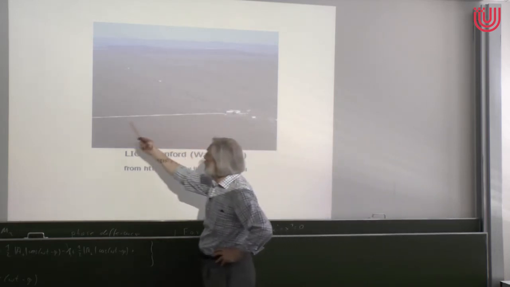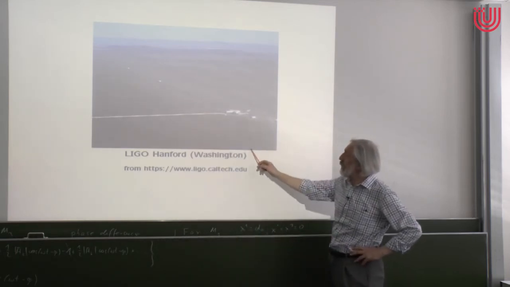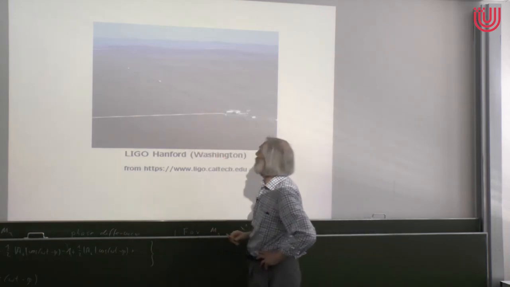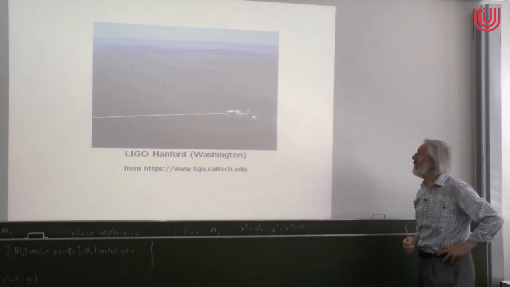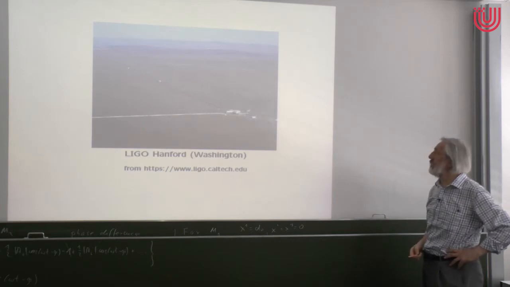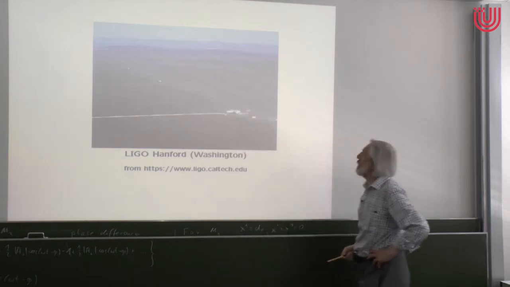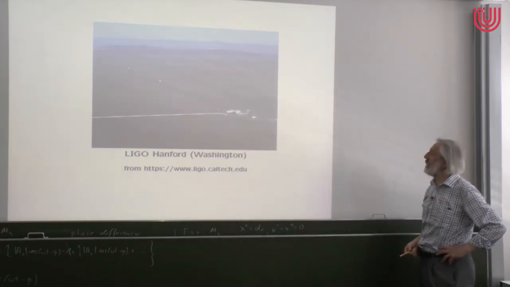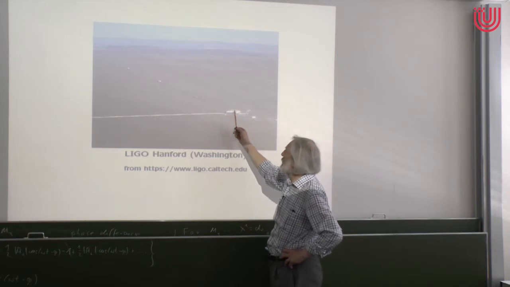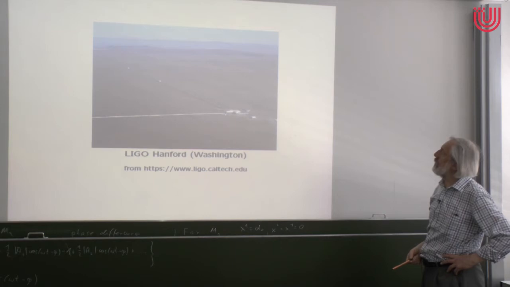So the geometric arm length in this case is 4 kilometers. And actually in this case, the Hanford detector, they have inside the same tubes a second interferometer with an arm length of 2 kilometers. So these are actually two interferometers in one site. And again, in this building you have all the technology. The laser light is produced there, is then sent out, and the beam splitter is inside this building, and the detector is also inside this building.